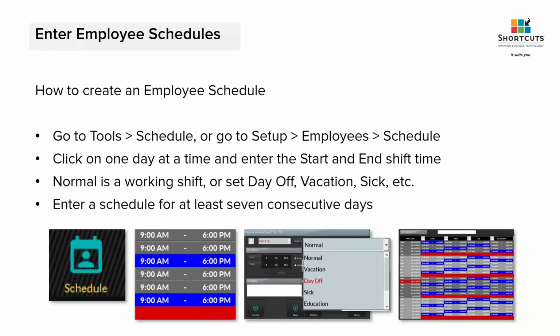And what you're supposed to do is enter a schedule for an entire week. Or if you have alternating weekends, for example, for some staff members, enter the schedule for at least 2 weeks. Once you've entered a schedule for at least 7 consecutive days, then Shortcuts will actually let you copy that period for as far forward as you have to.